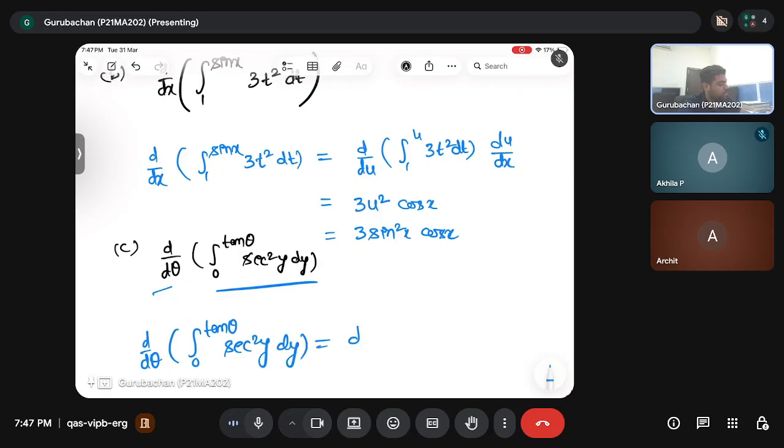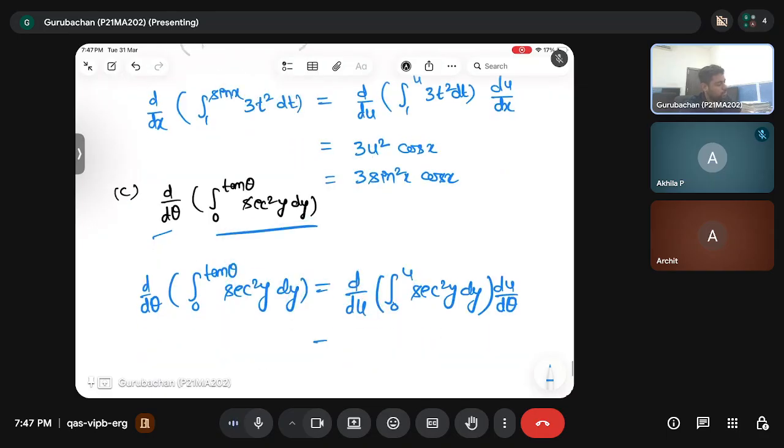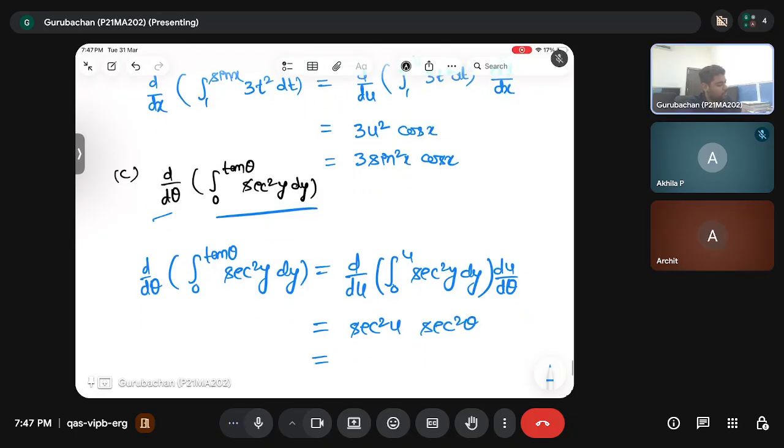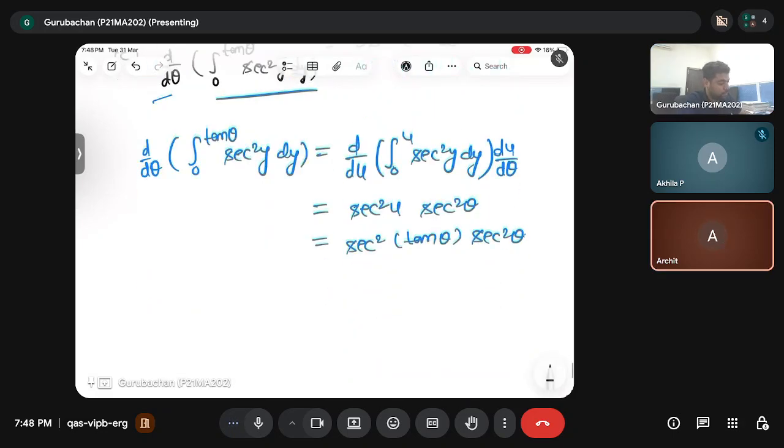This can be written as d over du of the integral from 0 to u of secant square of y dy, into du by d theta. So this will be secant square of u, where u is tan theta, into secant square of theta. So secant square of tan theta into secant square of theta. Correct? Yes, sir. So let us move to the next question.